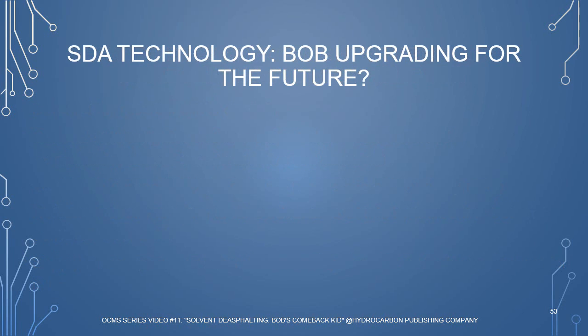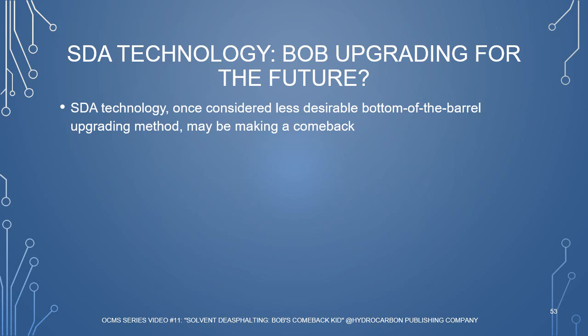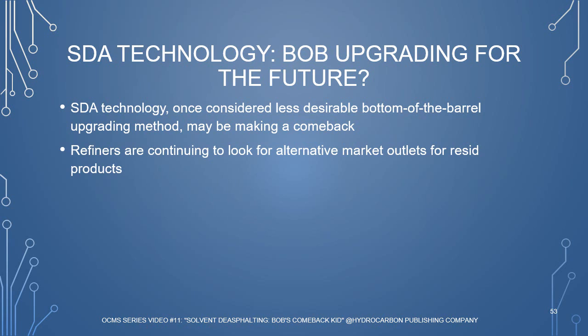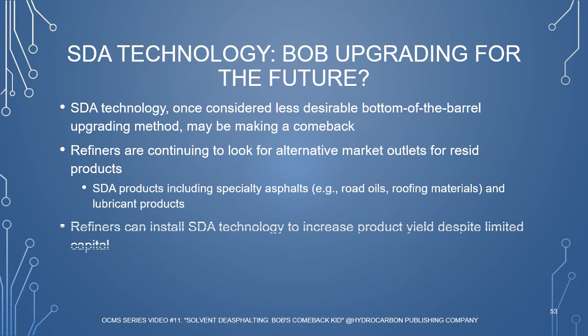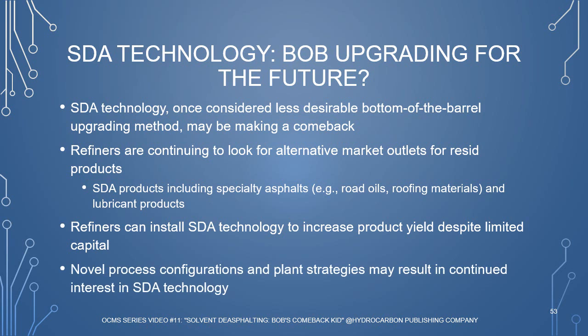Solvent deasphalting, once considered a less desirable method for upgrading bottoms, may be making a comeback. Refiners looking for alternative market outlets for products derived from the residual cut of the crude barrel may want to consider SDA products, which include specialty asphalts and lubricants. The potential to install SDA equipment exists where refineries are exploring to increase their product yield with limited capital. Furthermore, novel process configurations and plant strategies may result in continued interest in solvent deasphalting technology.